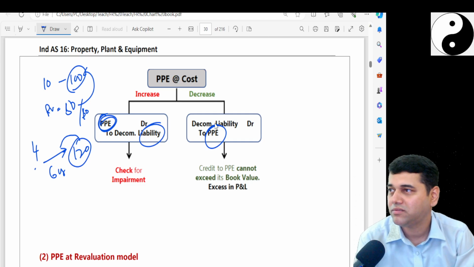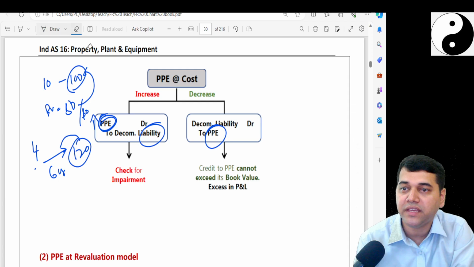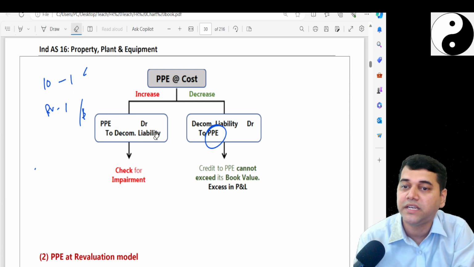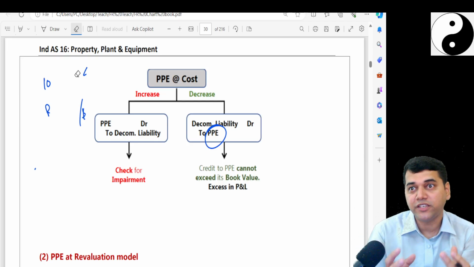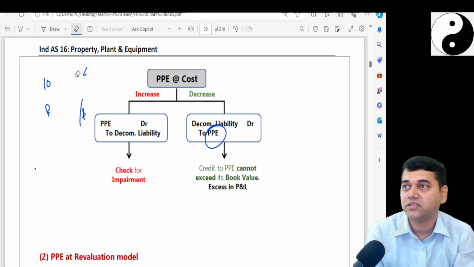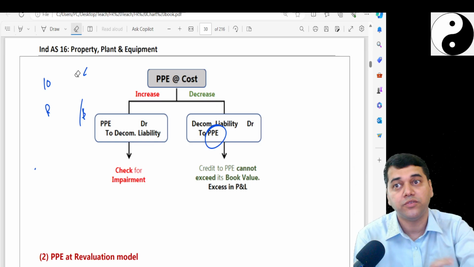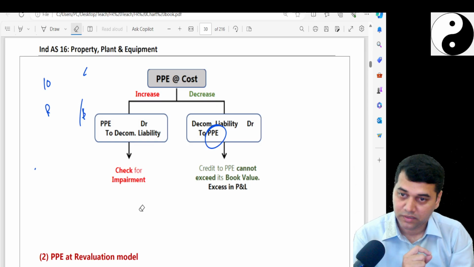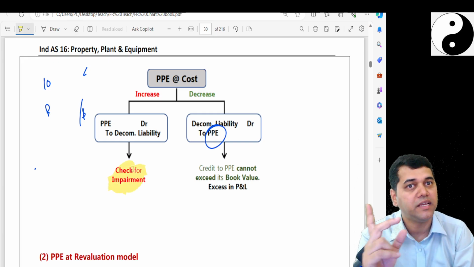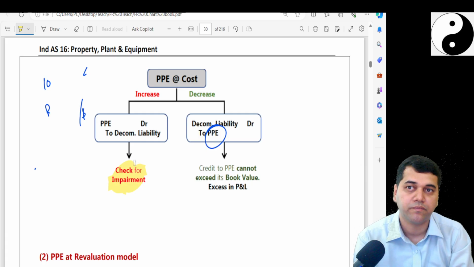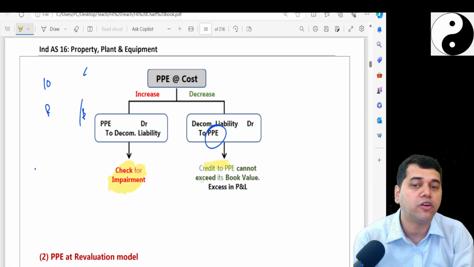Life is simple, no? And the moment you increase the value of PPE because of the rise in the liability, did the fair value of the asset also increase? Did the capacity of the asset to earn cash increase? No, no. So simply one book entry came for the asset without any increase in cash flow. Check for impairment. If impairment happens, then impairment expense account debit to PPE. And the credit to PPE cannot exceed its book value.